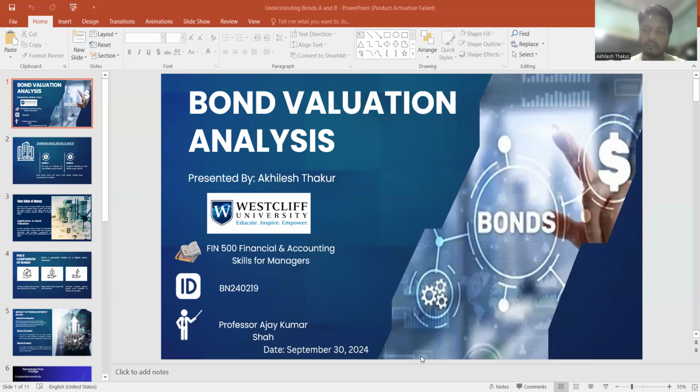Today I'm going to talk about bond valuation by comparing two different bonds, that is bond A and bond B. We will look at how their characteristics affect their value, especially when interest rates change. This topic is very important because it shows how investors make decisions based on the time value of money and interest rate risk.